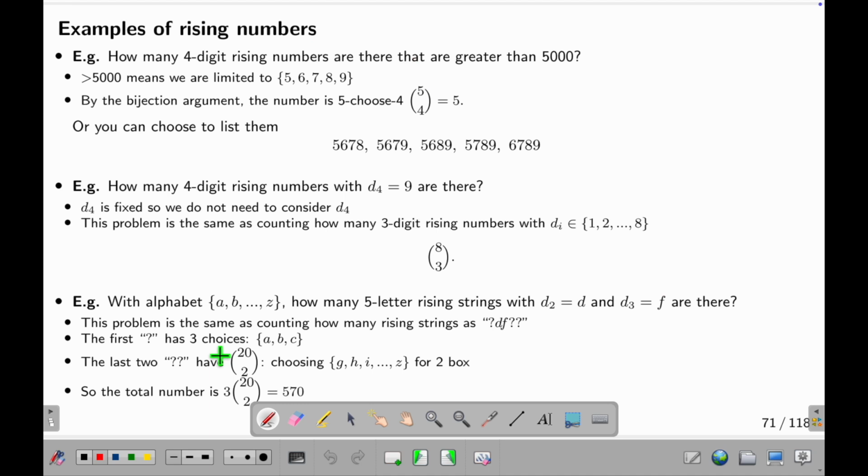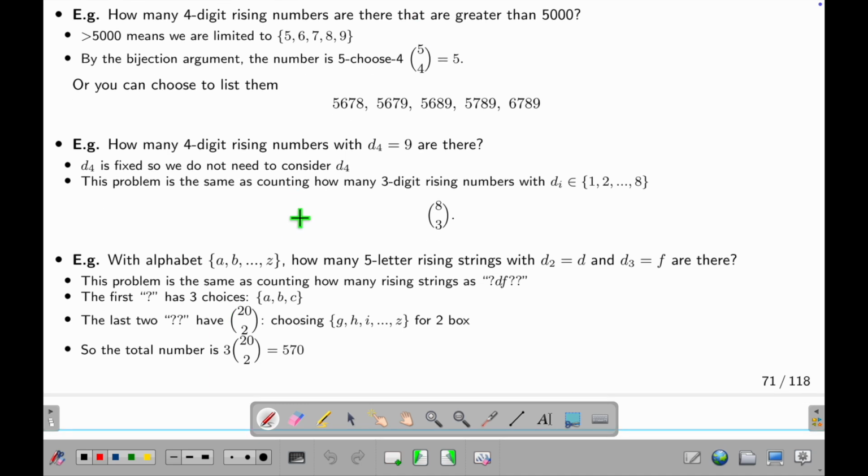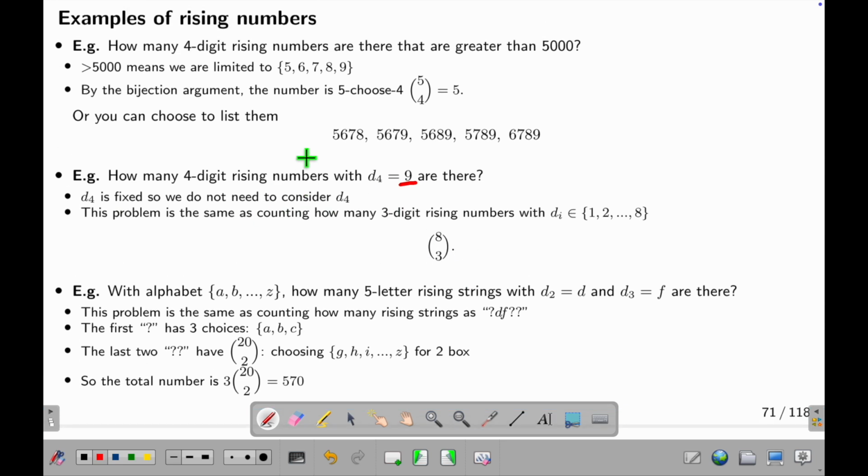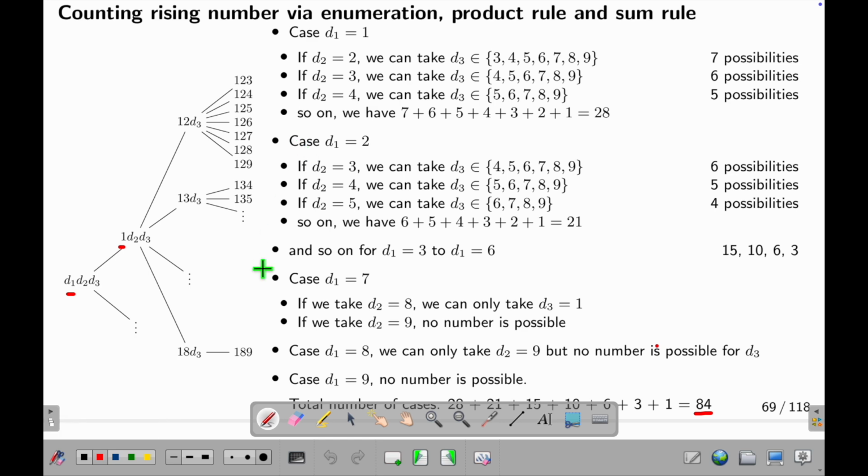And then there are more examples. So for example, I will talk about, let's say, this one. How many 4-digit rising numbers are there, but the last digit has to be 9? Because 9 is chosen, then it's 8 choose 3. Done. And this is a 4-digit rising number, right? If you use the tree argument, your tree will be crazily big.